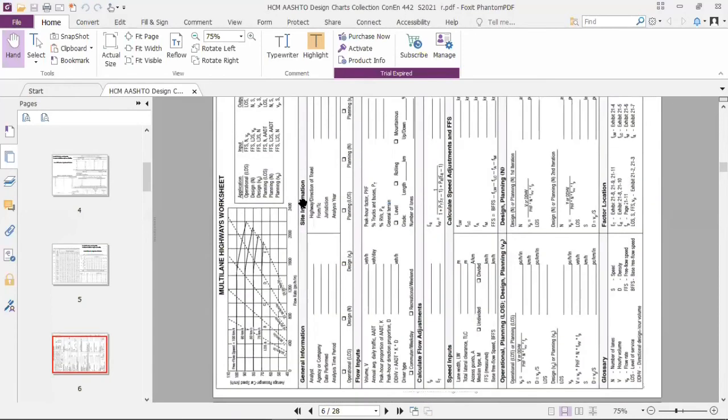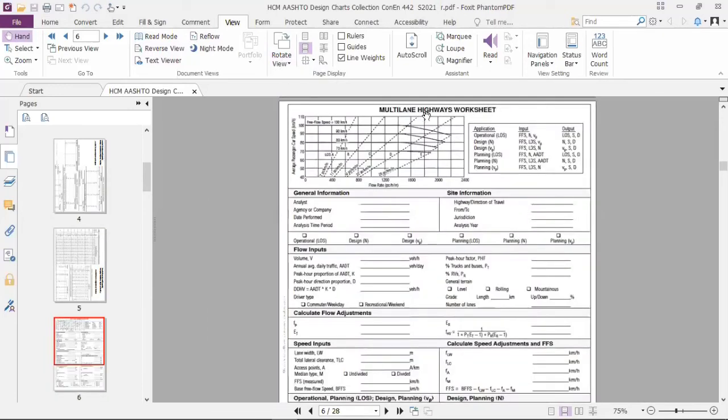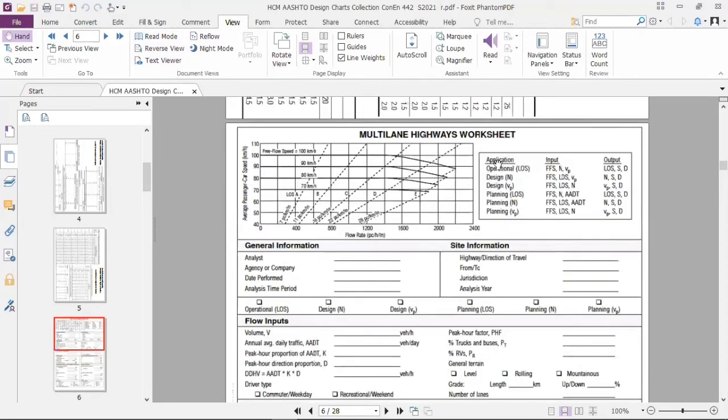Here, for example, this is a design sheet from the Highway Capacity Manual. Let me just adjust it for you. Okay, rotate view. This is the multi-lane highway worksheet, and all the equations and things that you need, you will find here. It says, if the application is operational, the input is free flow speed, number of lanes, VP, and the output will be level of service, speed, and density. If the application is design, this is the input, this is the output.